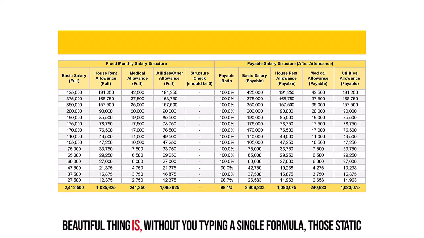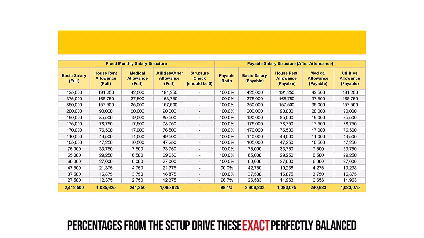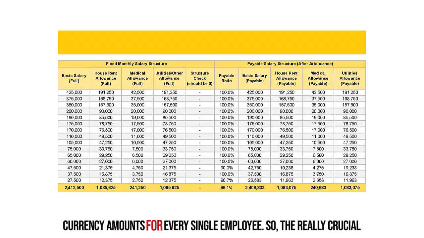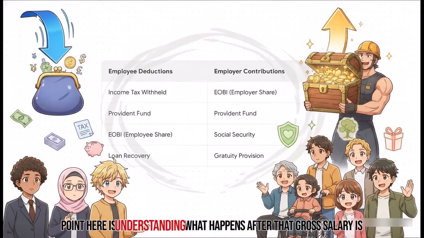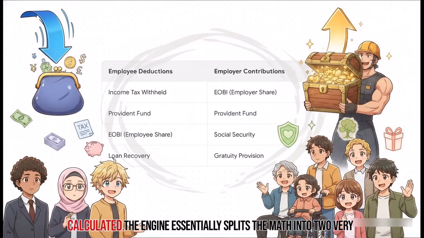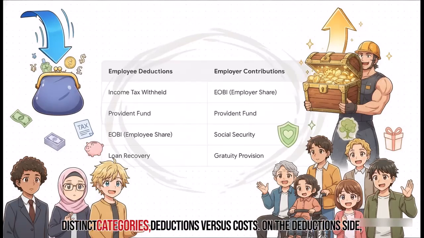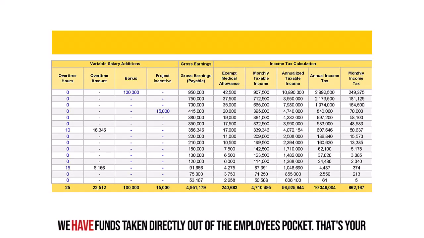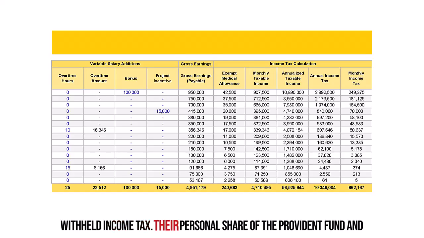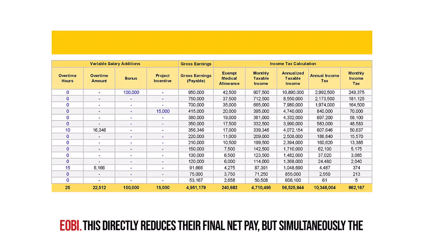The beautiful thing is, without you typing a single formula, those static percentages from the setup drive these exact, perfectly balanced currency amounts for every single employee. So, the really crucial point here is understanding what happens after that gross salary is calculated. The engine essentially splits the math into two very distinct categories: deductions versus costs. On the deductions side, we have funds taken directly out of the employee's pocket. That's your withheld income tax, their personal share of the Provident Fund and EOBI. This directly reduces their final net pay.